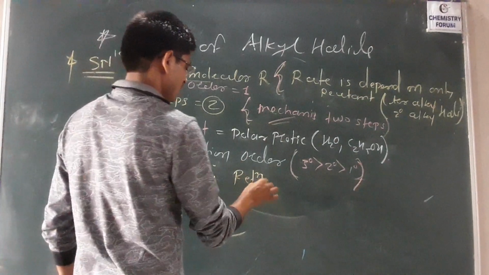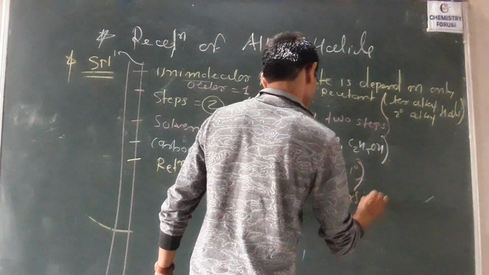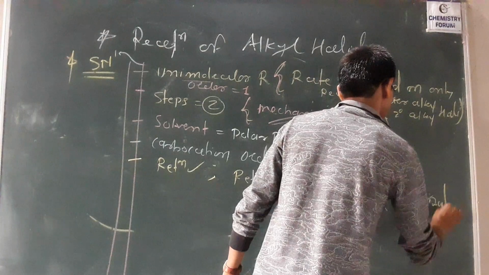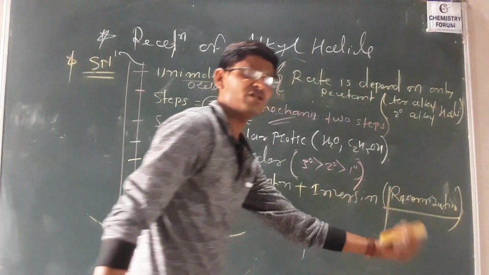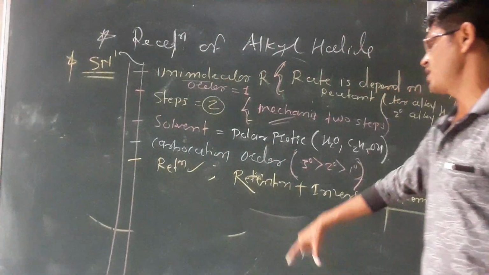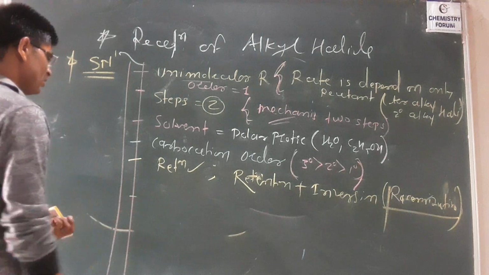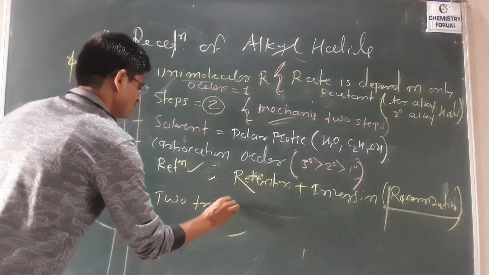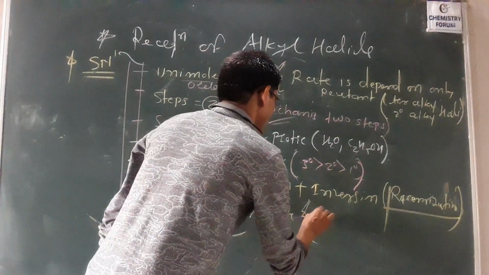Retention also takes place, plus inversion also takes place. Retention plus inversion, that is nothing but racemization. Racemization takes place here, retention of configuration as well as inversion of configuration. Whatever equimolar mixture is formed, next point is the energy profile diagram, with two transition states.